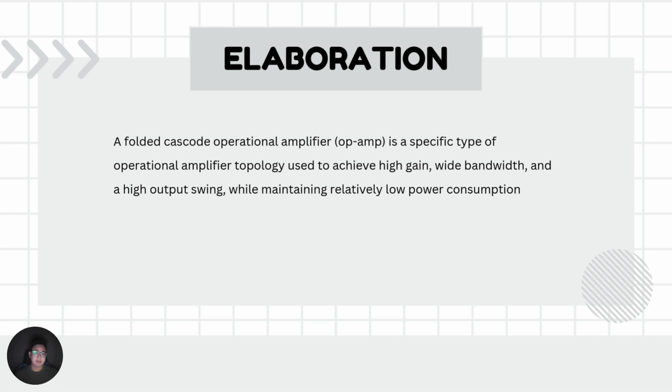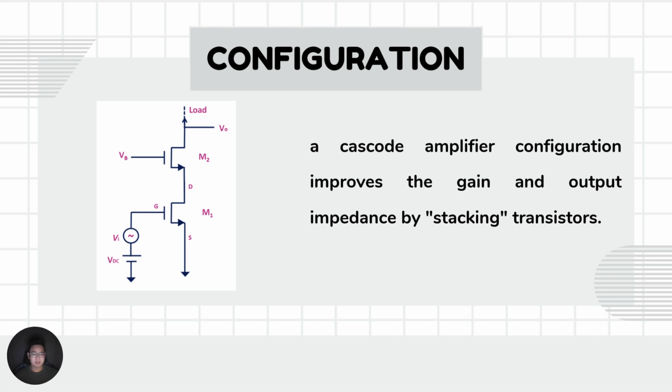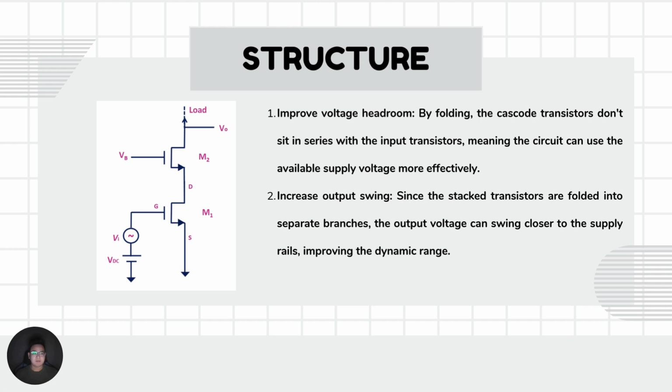So first we're gonna elaborate the folded cascode op amp, which is a specific type of op amp topology used to achieve high gain, wide bandwidth, and a high output swing, while maintaining a relatively low power consumption. For this op amp, the configuration is stacking transistors, which we can see on the left-hand side here. This structure will improve the voltage headroom and also increase output swing.